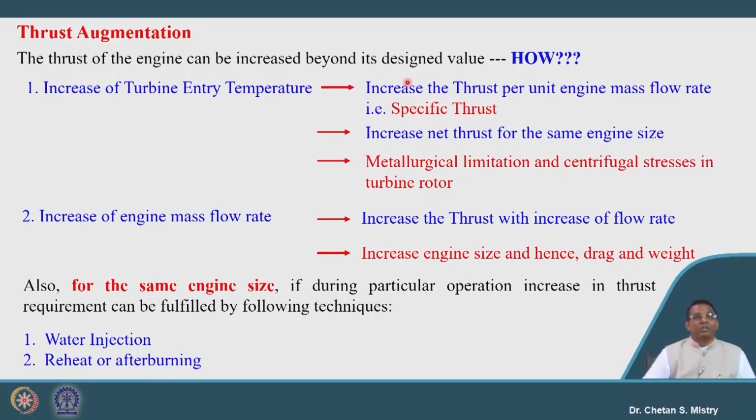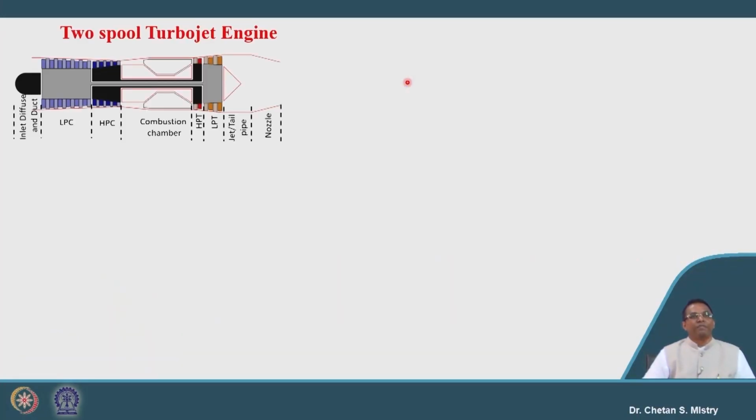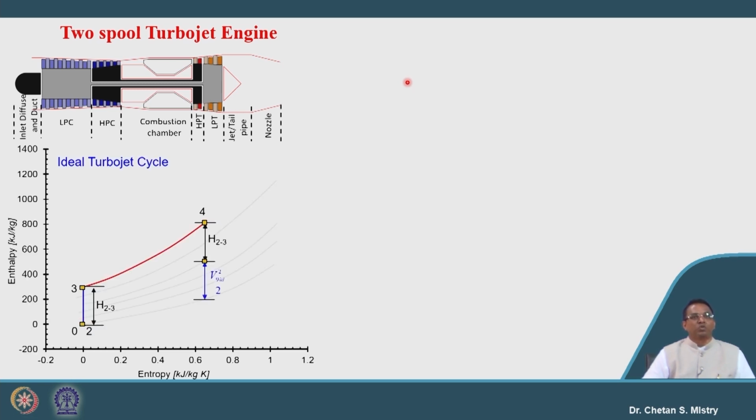So, let us try to understand the meaning of afterburning. Suppose I consider this is my 2-spool turbojet engine. For this 2-spool turbojet engine, this represents my ideal cycle, and this is the indication of my ideal exit velocity V9. Now, what I want to do is improve the thrust, I want to augment my thrust. How can we do it? I am looking for my exit velocity to be in this range.